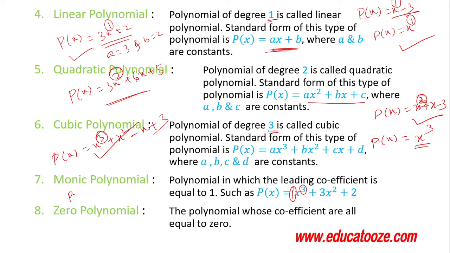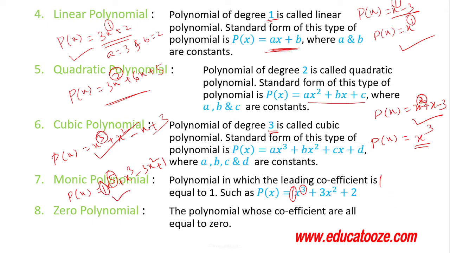Take some other example. P of x equal to x power 5 plus x cube minus 3x squared plus 1. What is the leading term? The leading term is x power 5. What is the coefficient of x power 5? It is 1. That is why this is a monic polynomial.